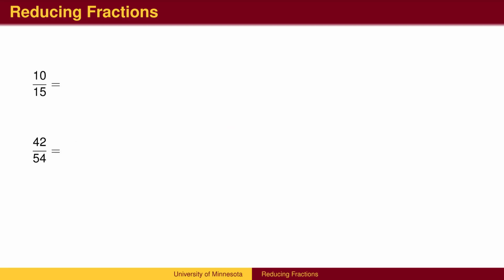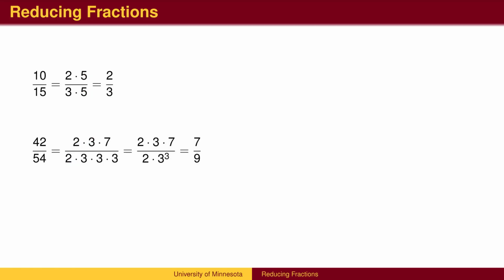Here are two more examples. You may wish to pause the video to work out the solutions. In the first case, you can cancel the factors of 5. In the second case, both the 2s and 3s cancel. Note that the denominator could also have been written as 2 times 3 to the third power, and one of the three factors of 3 would cancel.